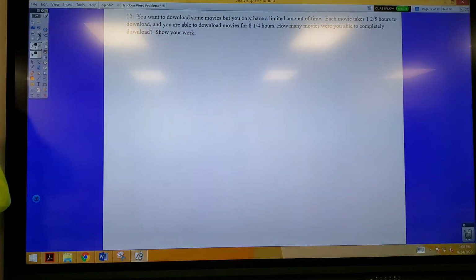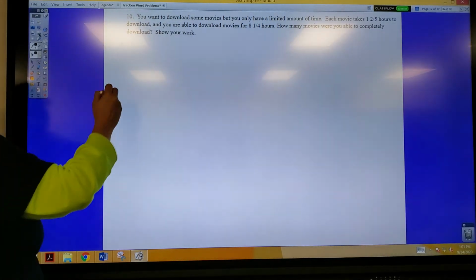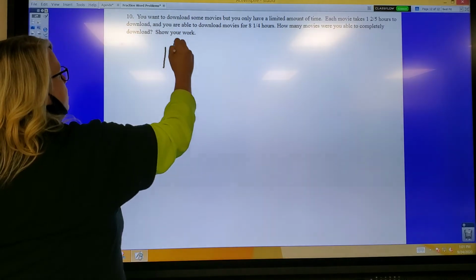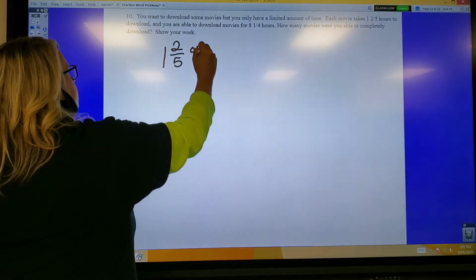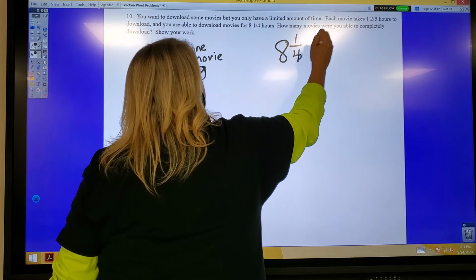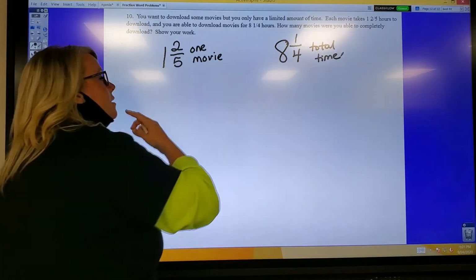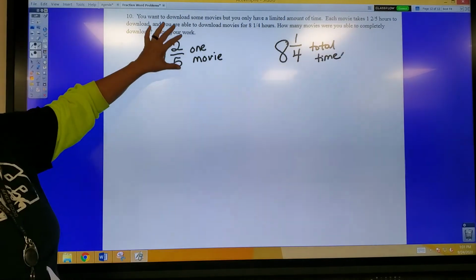All right, lastly, we are on question 10. Question 10 says, you want to download some movies, but you only have a limited amount of time. Each movie takes 1 2/5 hours to download, and you are able to download movies for 8 1/4 hours. How many movies were you able to completely download? And you're going to show your work. So once again, one movie is 1 2/5 hours, and we have 8 1/4 hours of total time that we can download. So we're going to see how many of these go into that.